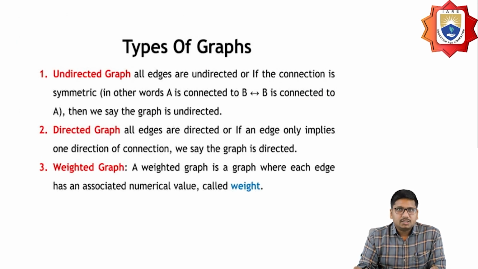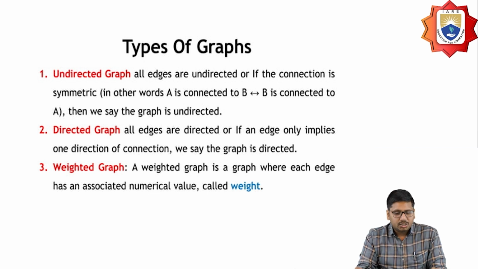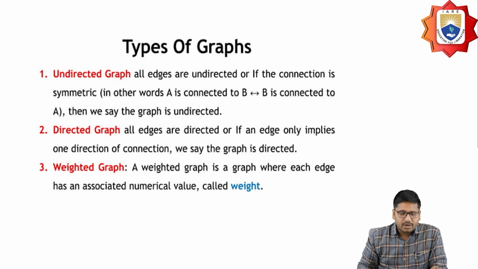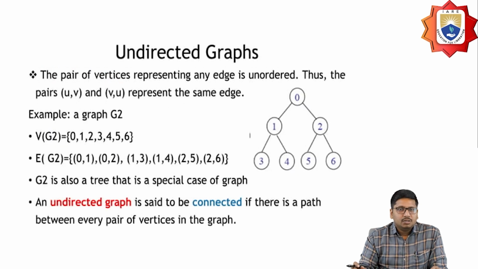I have just now discussed the different types of graphs, like directed graph. An undirected graph has edges where the connection is symmetric. A directed graph means all edges are directed, where an edge implies one direction of connection. A weighted graph is a graph where each edge has an associated numerical value, or weight. In undirected graphs, the pair of vertices representing any edge is unordered, so the pairs UV and VU represent the same edge.